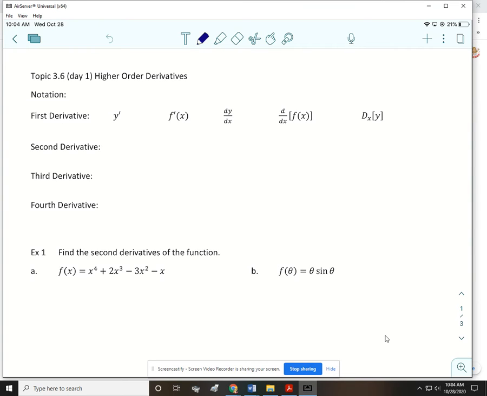Topic 3.6 is over higher order derivatives. I'm just going to start off with some notation. We're going to go through Newton's notation, Leibniz notation, all the different ways that you can represent a derivative. Today we're going to be taking second and third and fourth derivatives, and those are used to tell you different things about the function.